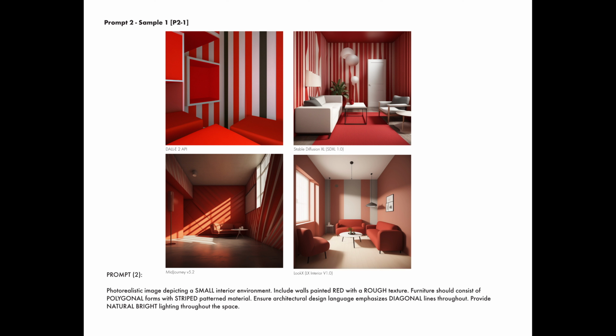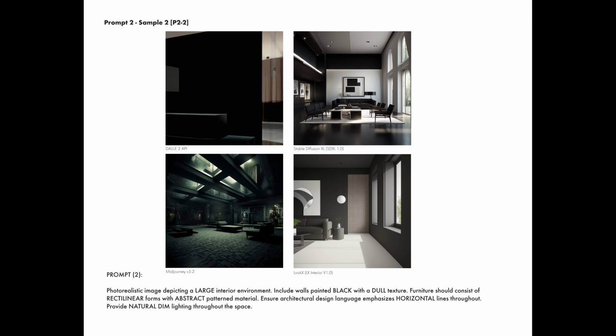So this is the second prompt in the first sample, and I think the one that I wanted to talk about here is the second portion of the sentence where it says, ensure architectural design language emphasizes diagonal lines throughout. The only one that was successful at doing so was Midjourney version 5.2. All the rest really didn't begin to integrate that. They were able to put some stripe patterning material, but again, we asked for this stripe patterning material to be on the furniture, not on all of the walls.